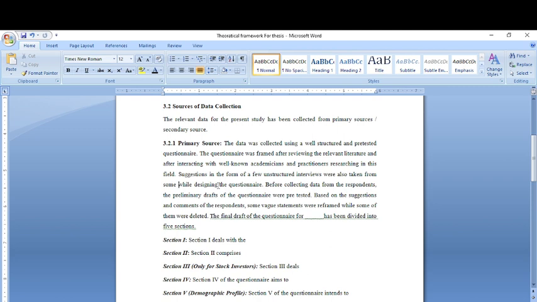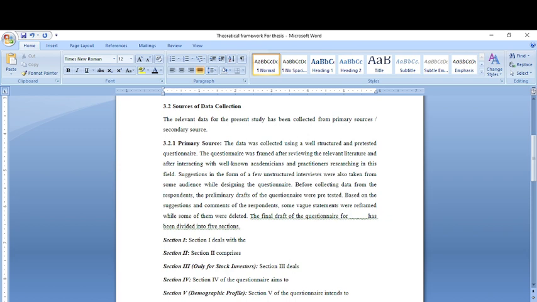So in that case, I took my data from some audience. Before collecting the data, I tested the preliminary drafts and deleted the vague statements based upon the suggestions of the academicians, practitioners and the respondents who were actually going to fill the questionnaire. So a preliminary study was done.